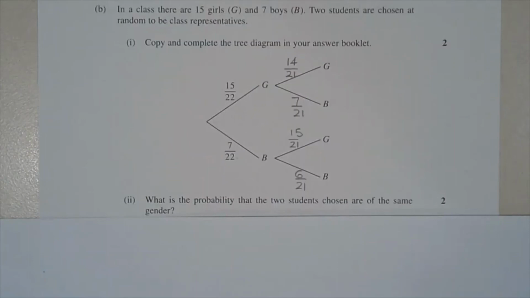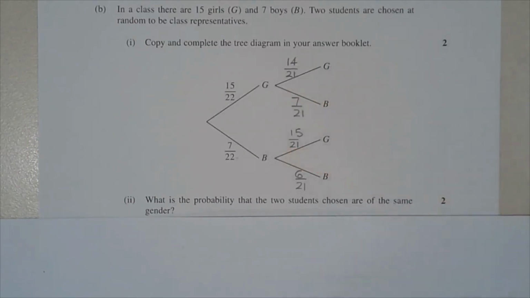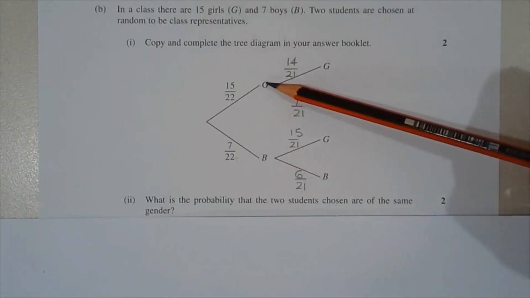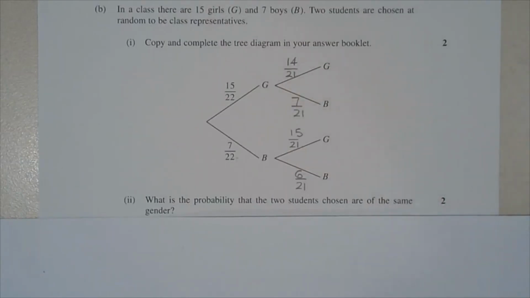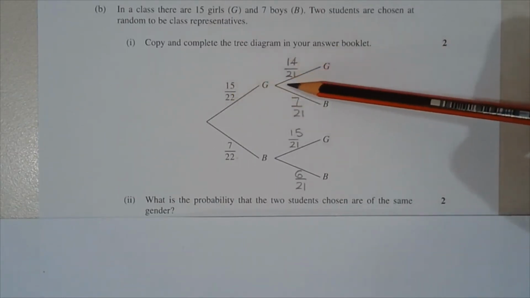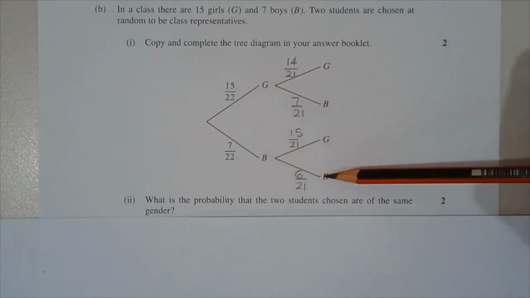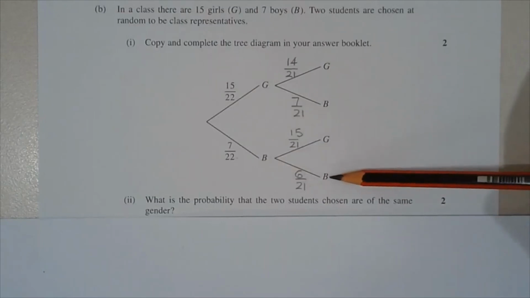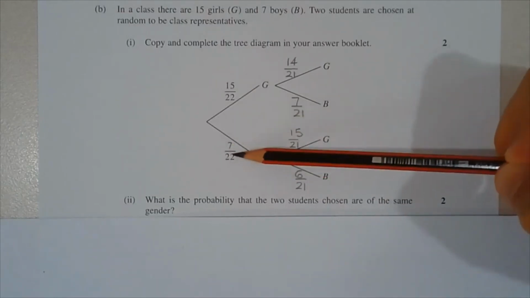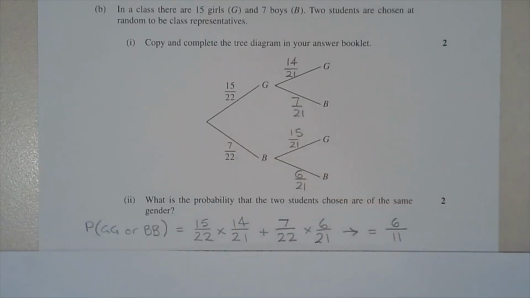Part 2. What is the probability that the 2 students chosen are of the same gender? Now the outcomes we're interested in are GG or BB. So to get the probability of GG, so 2 girls chosen, we take the probability from the first stage and multiply it by the probability of the second stage. And likewise for outcome BB, so choosing 2 boys, the probability of that occurring is 7 over 22 multiplied by 6 over 21. And here is the calculation.